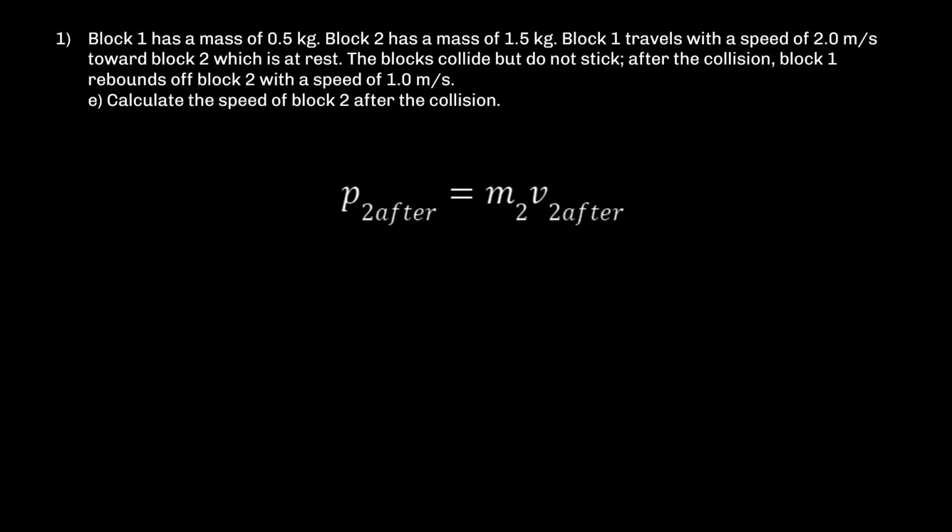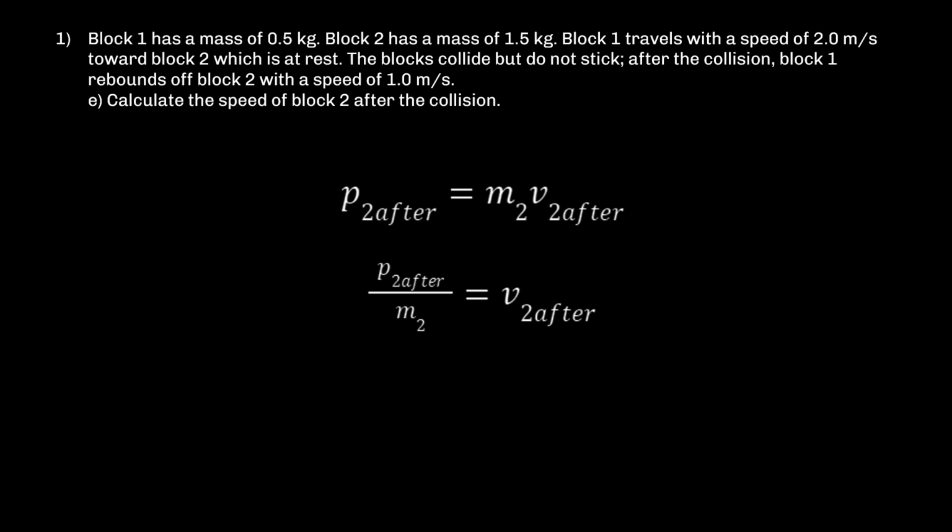Now I want this speed by itself on one side of the equation. It is attached to m2 by multiplication. So I'm going to do the opposite of multiplication and divide out m2 on both sides of the equation. So I'm going to end up with the momentum of block 2 after the collision over the mass of block 2 is equal to my speed of the block after the collision.